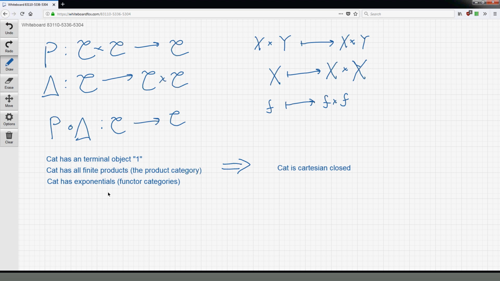But so we're going to talk about these exponentials in the category. So the functor category has as its objects functors, and as its morphisms, natural transformations.